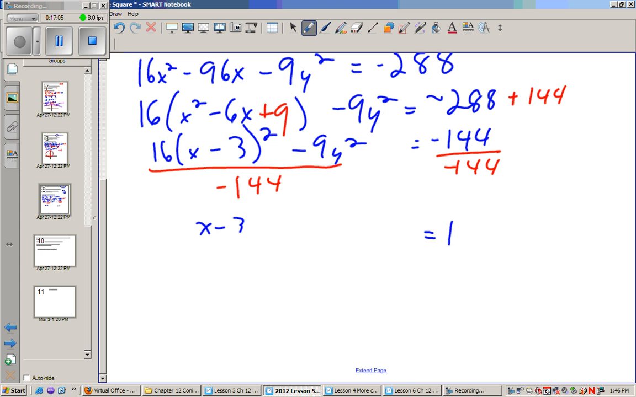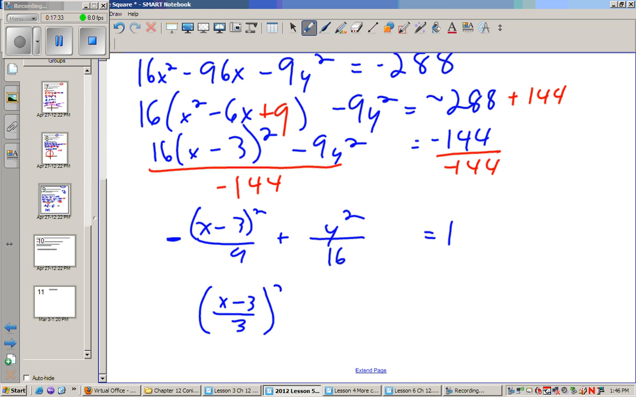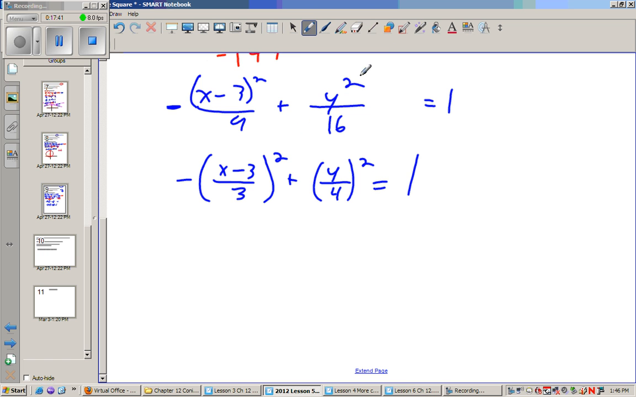So this would be x minus 3 squared over 9. That's 9 over 144. Ooh, and this is a negative, so that would make that a negative. But a negative over negative will be a positive. So this would be y squared over 16, because 9 144th would be 1/16. Now if I want to extend this to the denominator, so we can write this in standard form, we just have to take the square root of both of these. So that's going to be y over 4 squared is equal to 1. Alright, now that's in standard form.